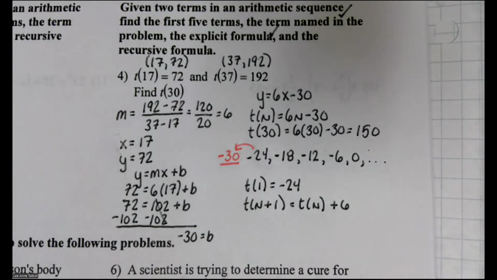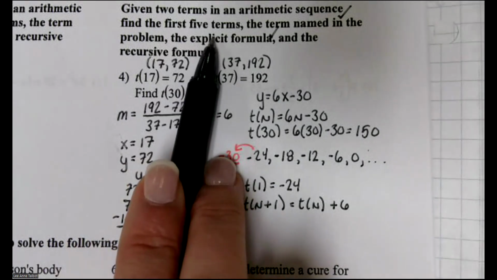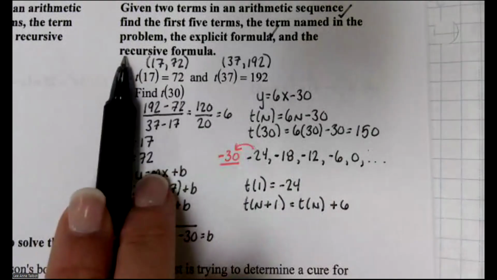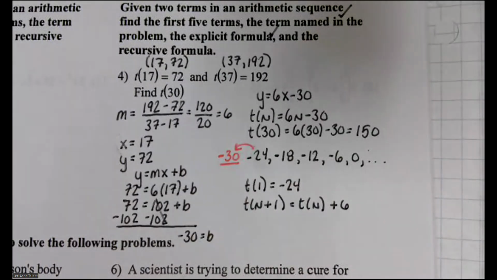Did I do everything that the question asked? Did I find the first 5 terms? Did I find the term named in the problem? Did I find the explicit and the recursive? Yes. Okay, so what I really want to remind you of is these arithmetic ones are all just chapter 2. So you gotta remember your chapter 2 slope and stuff.